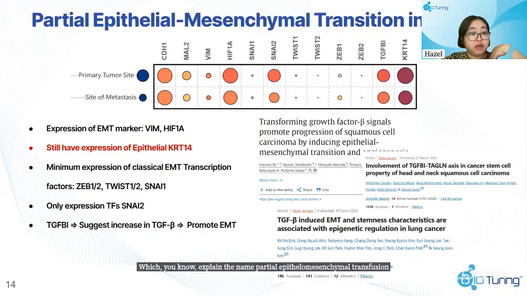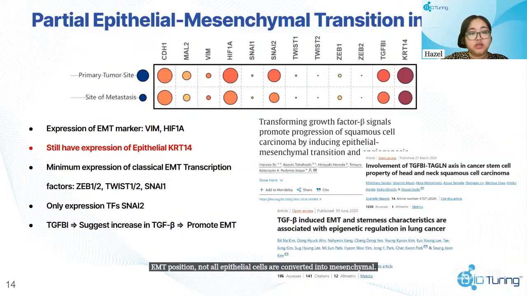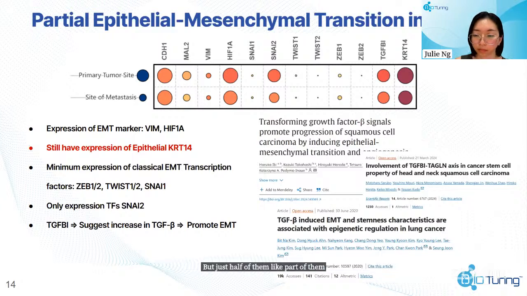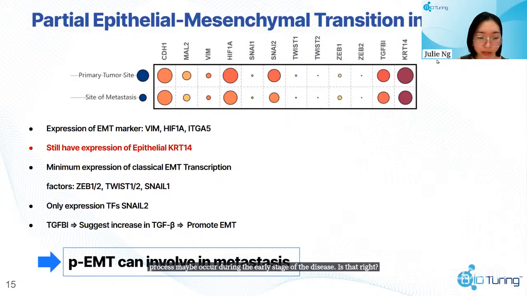As I understand, it means that in this EMT position, not all epithelial cells are converted into mesenchymal, but just part of them are converted, and therefore we call it partial. And so I expect that this partial process may occur during the early stage of the disease. Is that right? Yeah, that's right. Right, and so building off of that, we can say that partial EMT can still be involved in metastasis.